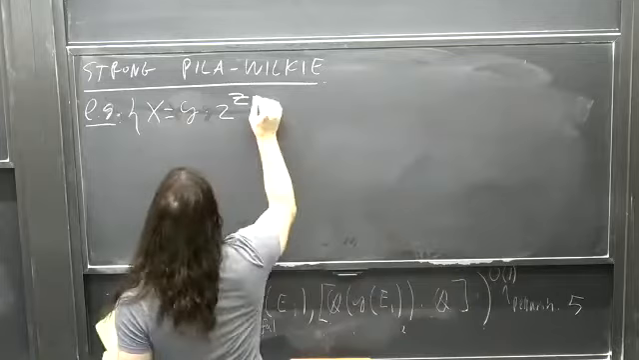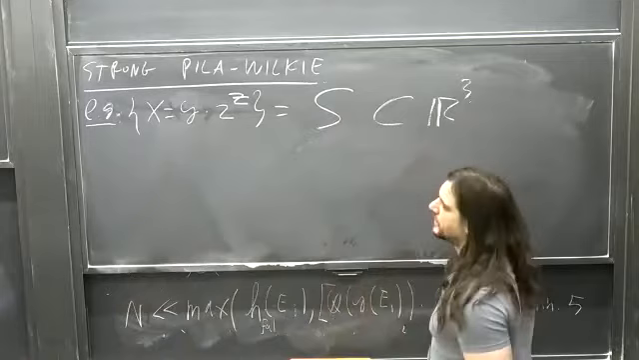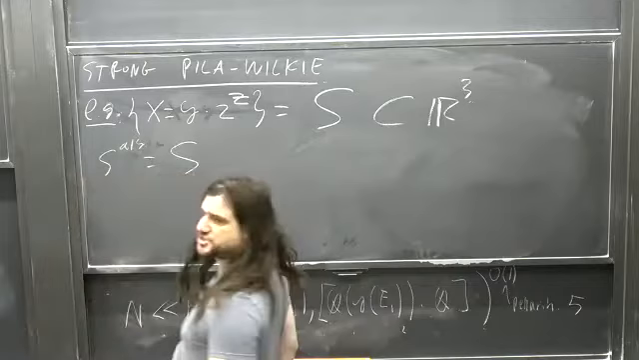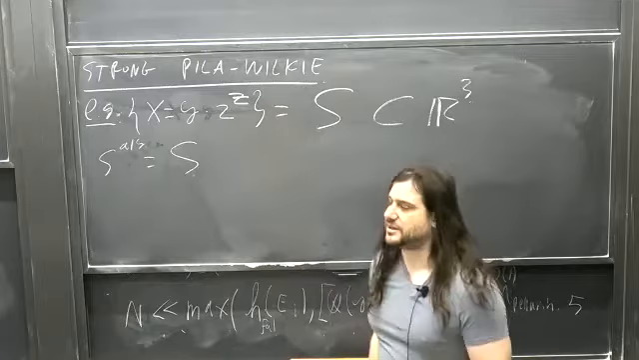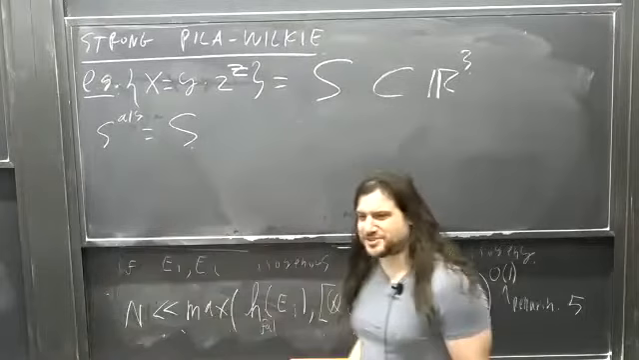Let's call this our set S inside R cubed. Now, S-alg is just S, because if I fix a Z, I get a line. Lines are algebraic, so S-alg is just S. However, that's sort of not the point of the set, right? The set is transcendental, and it's transcendental in the Z.